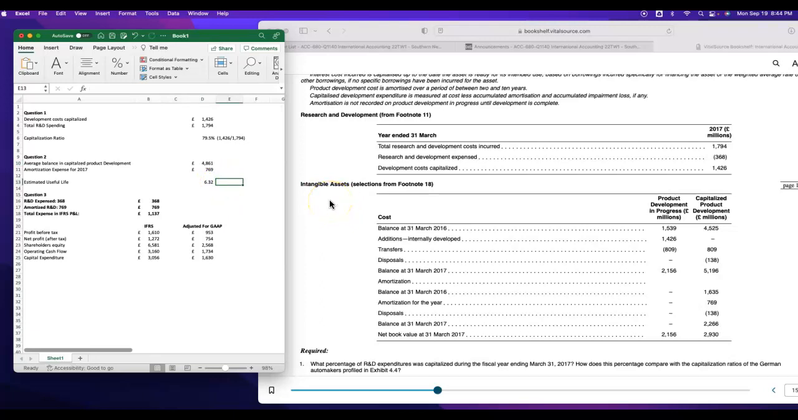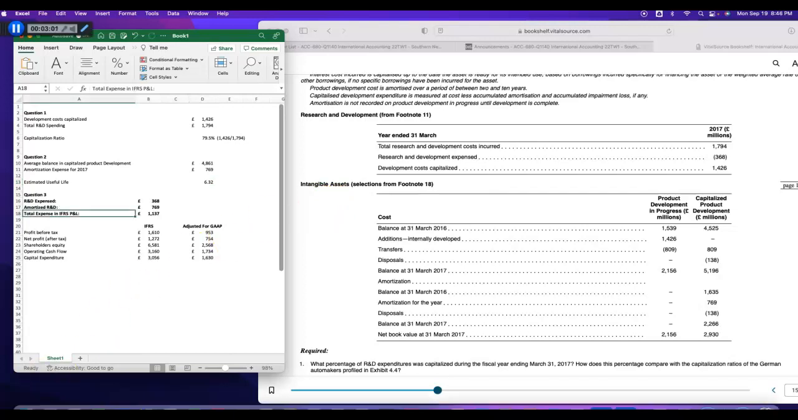So what that means is what you have on your balance sheet, which is the average, the 4861, divided back by your write-off rate, or your amortization, depreciation. That means it's going to take you about 6.32 years to consume it, to basically make that asset zero.